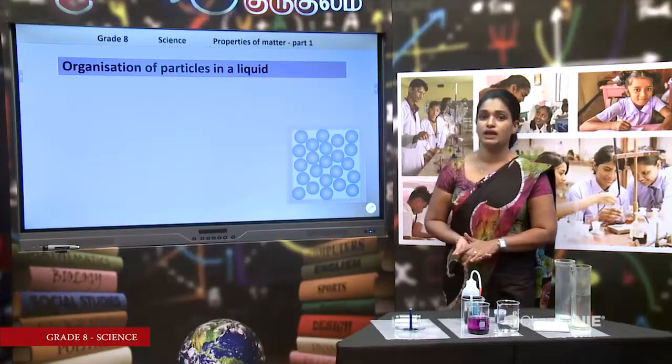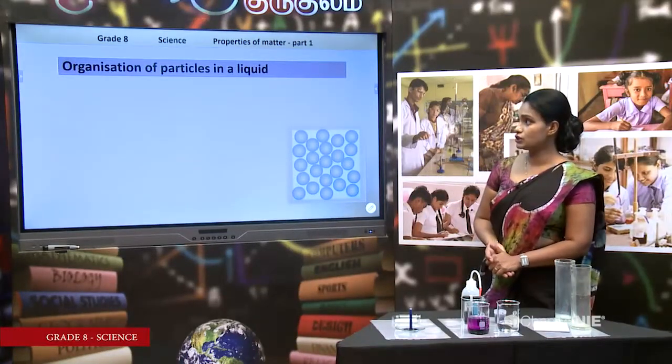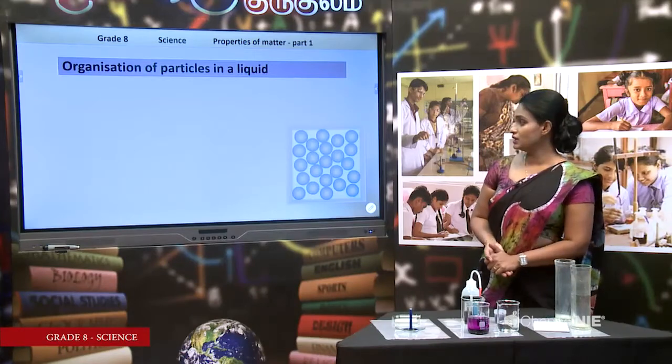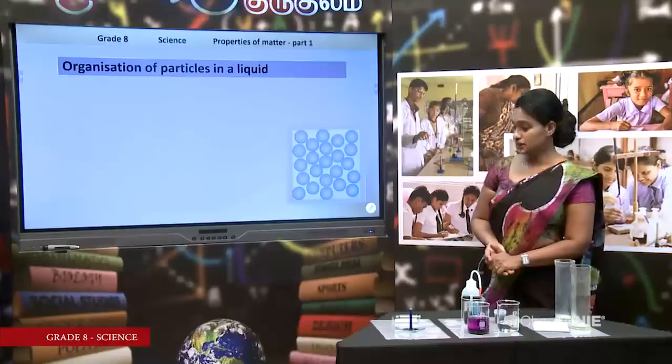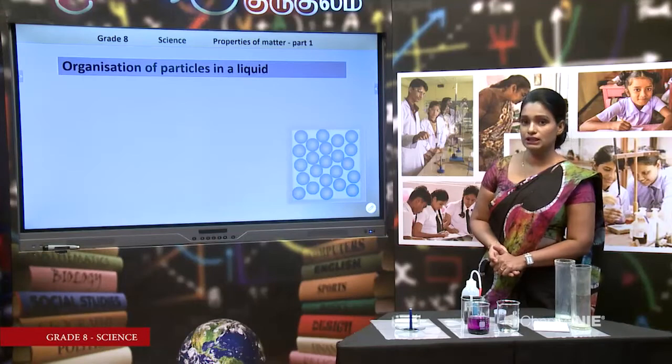Next, we can talk about the organization of particles in a liquid. See this diagram, this is the particle arrangement in a liquid.